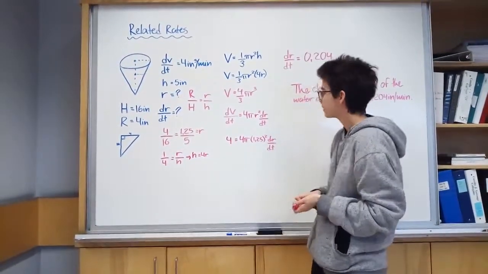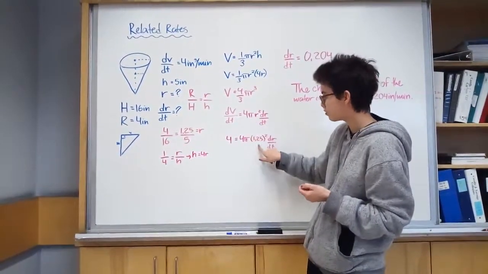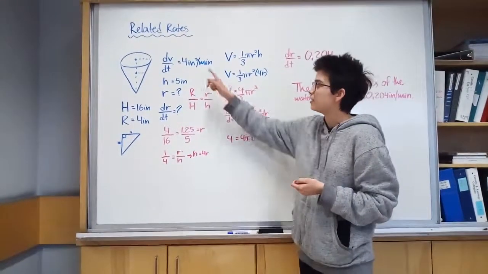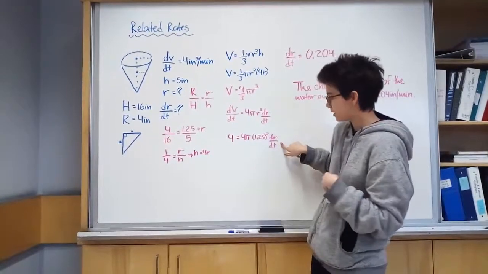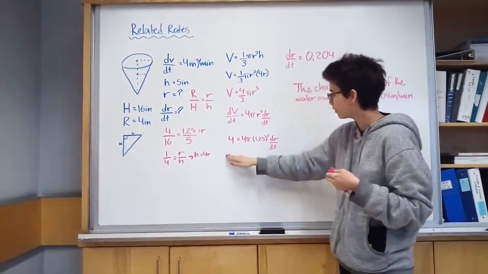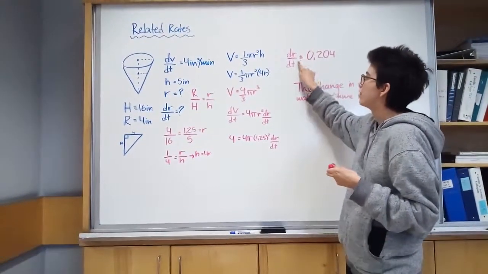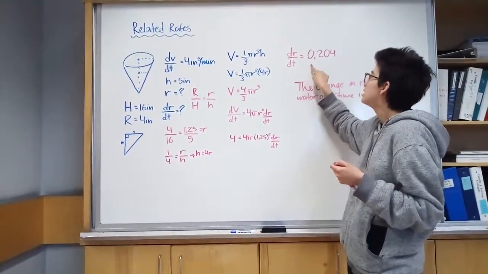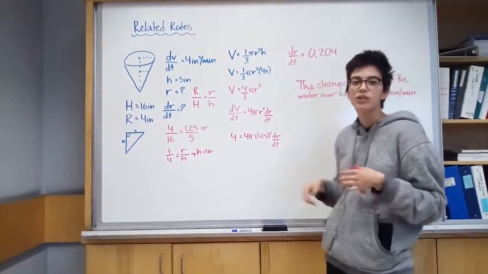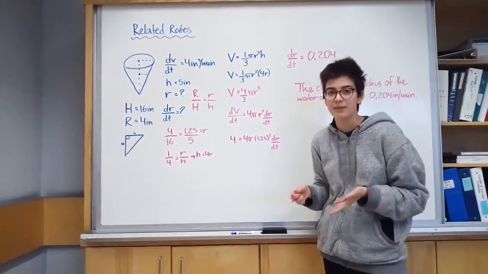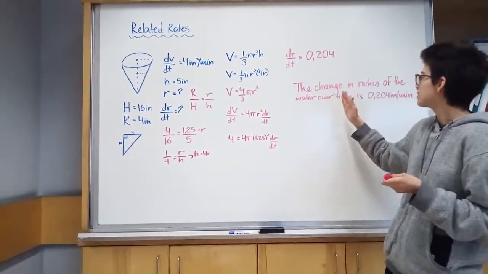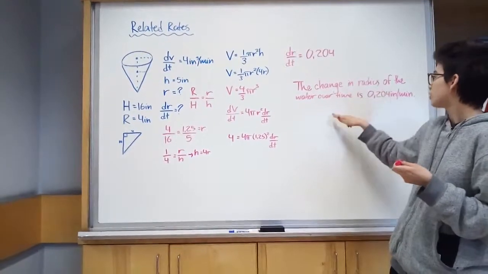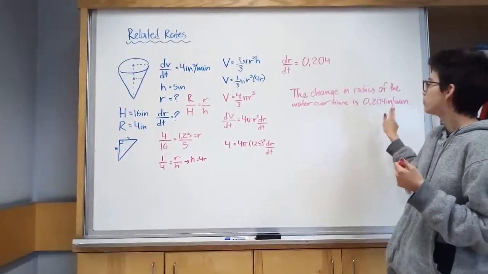Now we can plug in the r that we found, which is 1.25, our dv dt, which is 4, and we can rearrange and find dr dt. So once you rearrange this, you find that the derivative of r in terms of time is 0.204. Once you have that value, you can do the final statement just like we have been with other questions in optimization, which is that the change in radius of the water over time is 0.204 inches per minute.